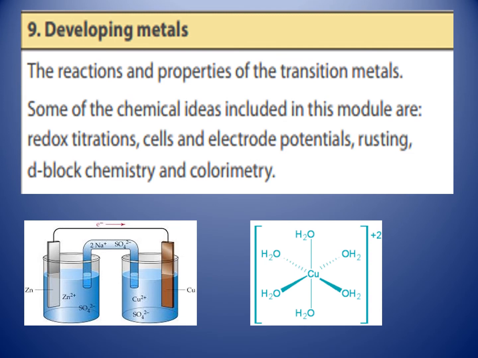In the developing metals unit, we learn more about the transition metals, which have very interesting chemistry. They can form lots of different oxidation states. They're coloured. But why are they coloured? And how is it that we can create a voltage from chemicals? How does a cell work?